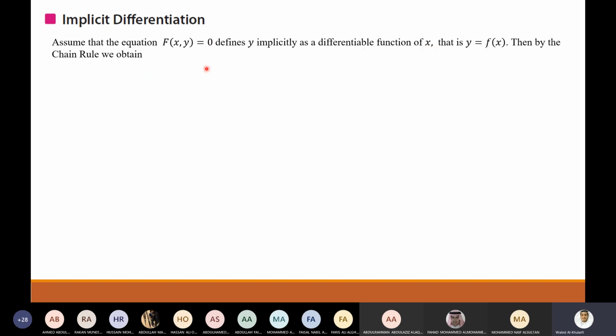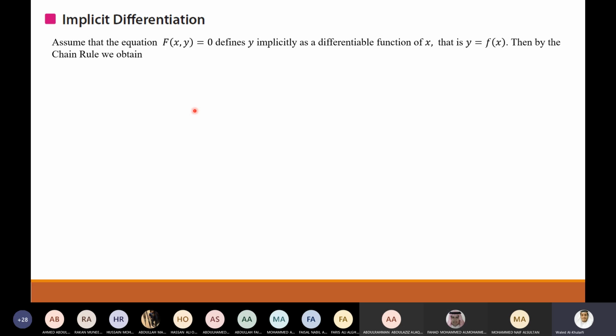Then, by the chain rule, we obtain something. Now, in MATH201, I don't want to show it because what we're going to do here is a little bit different. What we do is we differentiate every term, but every time you differentiate y, you multiply by y prime. This is what we used to do in Math 101. Now here we're going to show you another way to do it.